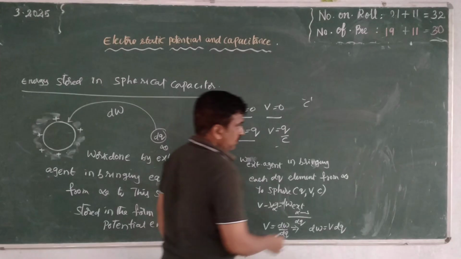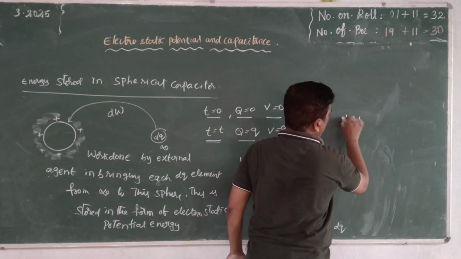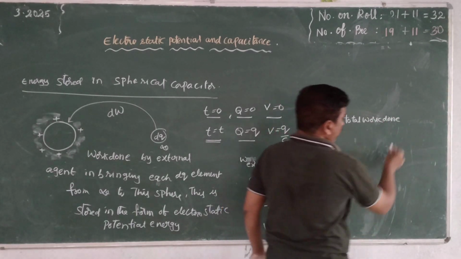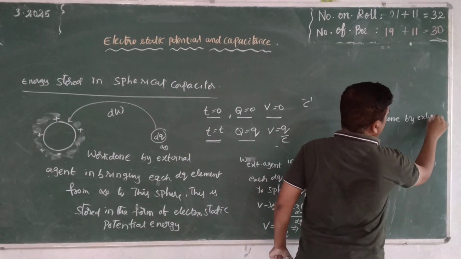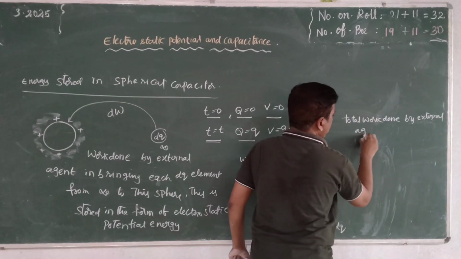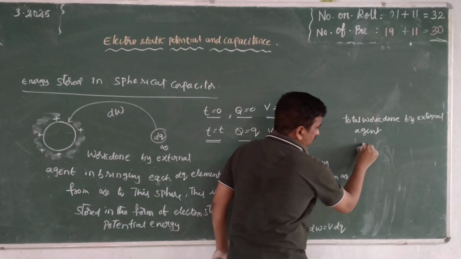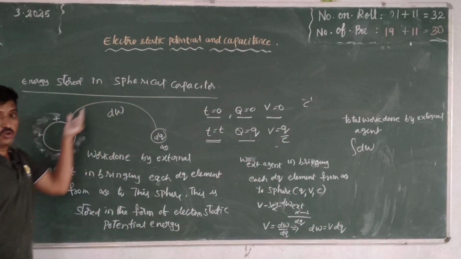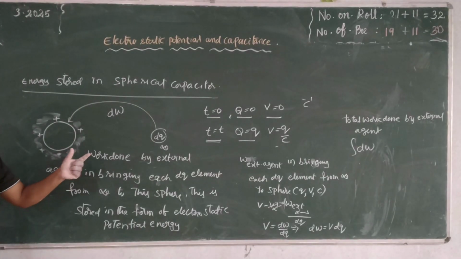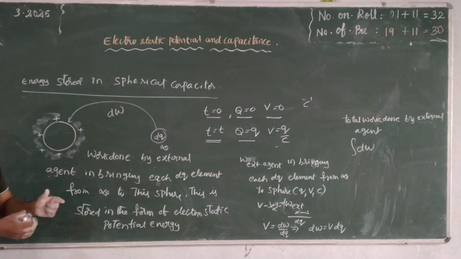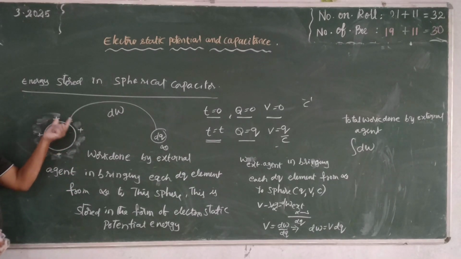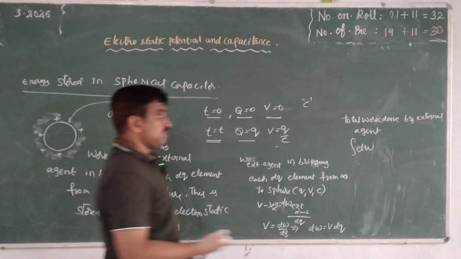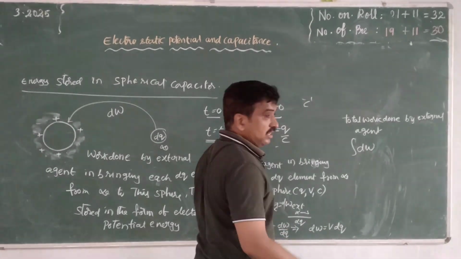Now the total work done by the external agent equals the integral of dW. For each dq some work is done, then the next dq, and all these dq's are added to get the total work done and the total charge stored. That total work done will be stored in the form of energy, which we call the electrostatic potential energy stored in the sphere.